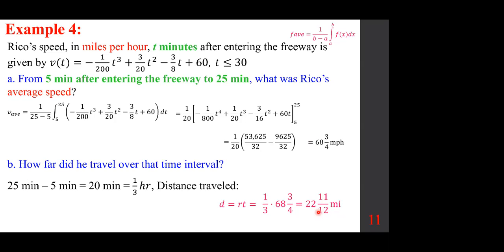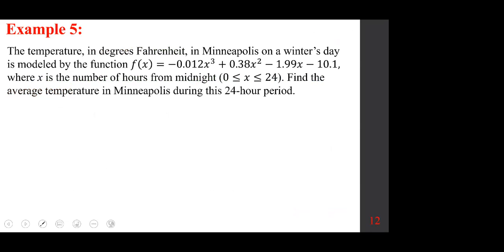Now, let's look at the last question I want to do. Again, an application problem. The temperature in wintertime is given. X is the number of hours between 0 and 24. We want to find the average temperature in Minneapolis during this 24-hour period.